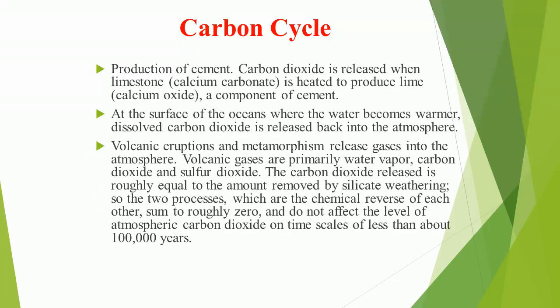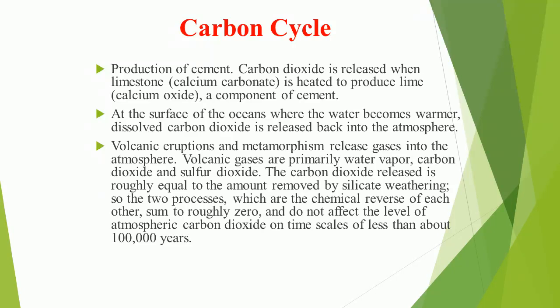Carbon cycle. Production of cement. Carbon dioxide is released when limestone, calcium carbonate, is heated to produce lime, calcium oxide, a component of cement. At the surface of the oceans where the water becomes warmer, dissolved carbon dioxide is released back into the atmosphere. Volcanic eruptions and metamorphism release gases into the atmosphere. Volcanic gases are primarily water vapor, carbon dioxide, and sulfur dioxide.